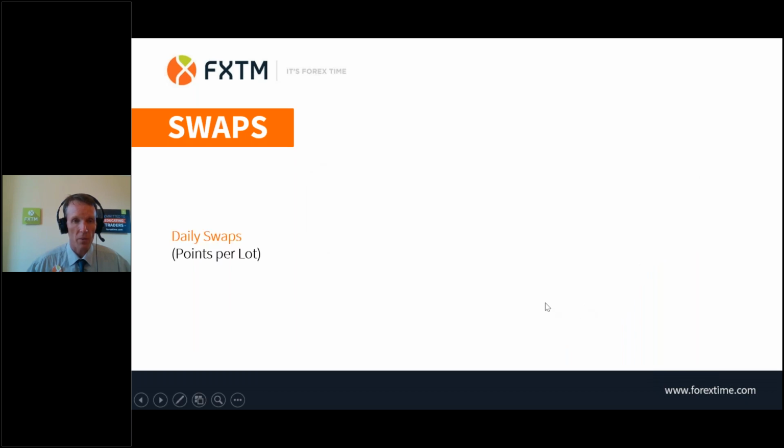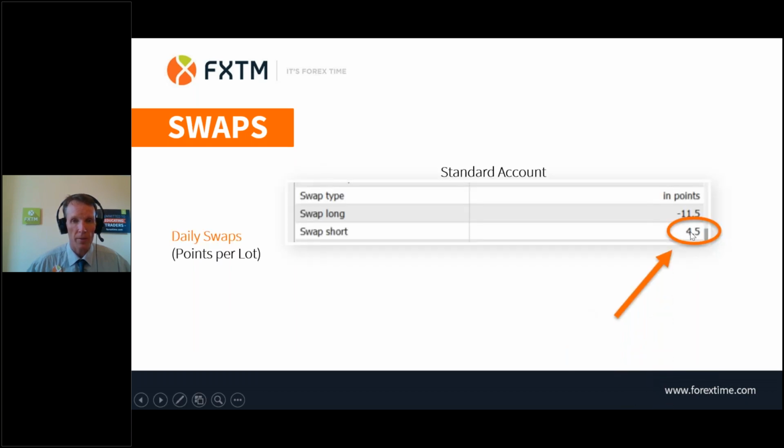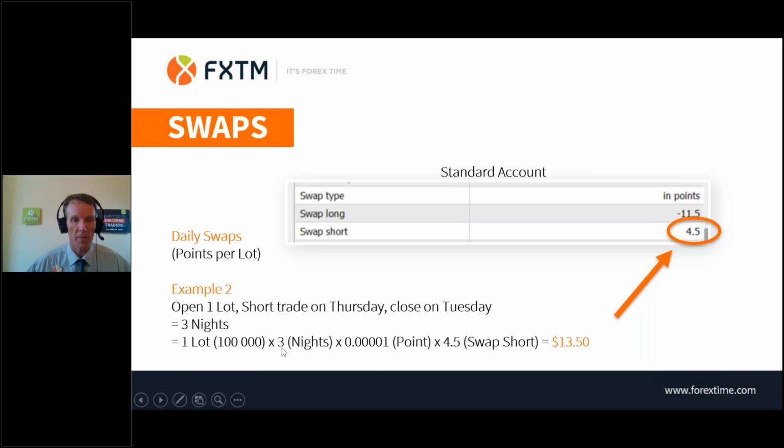So that's something to keep in mind. Okay, let's look at another one. Same currency there, 4.5. This time we're going to earn it because we've got a short position. Again, one lot to make it easy. Short position on Thursday, closed on Tuesday. So that's 3 nights. So it's Thursday night, Friday night, Monday night, and then Tuesday we closed it. So it's 3 nights, one lot, 3 nights per point, 4.5 per point, and we earn $13.5.